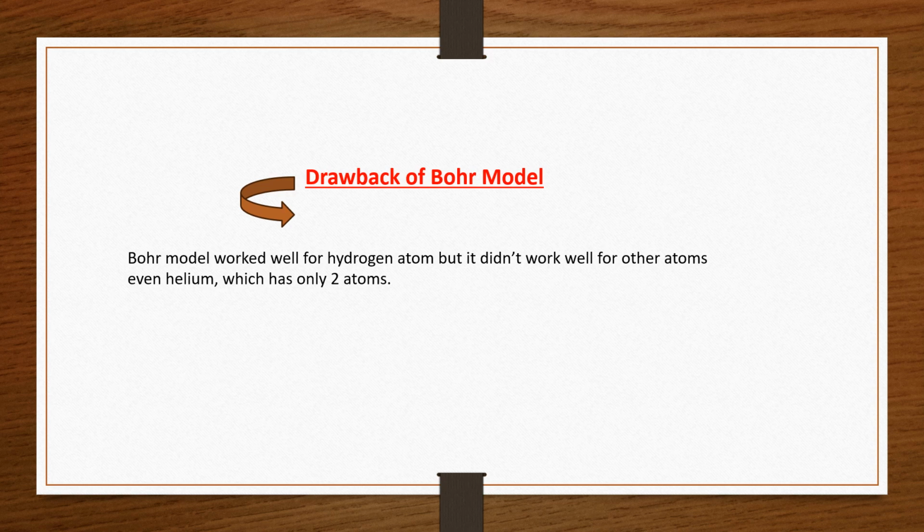Drawback of Bohr model. The Bohr model worked well for the hydrogen atom, but it didn't work well for other atoms, even helium, which has only 2 electrons.